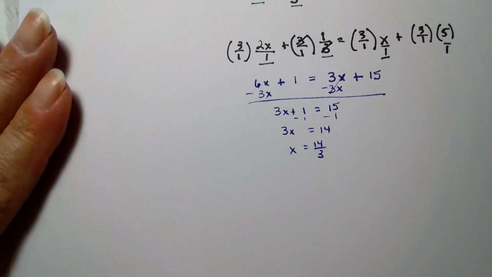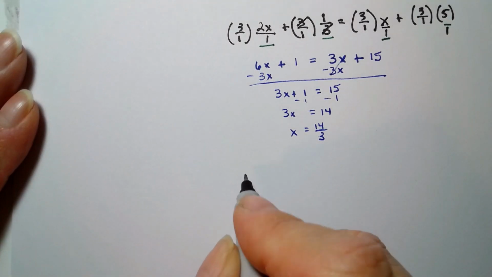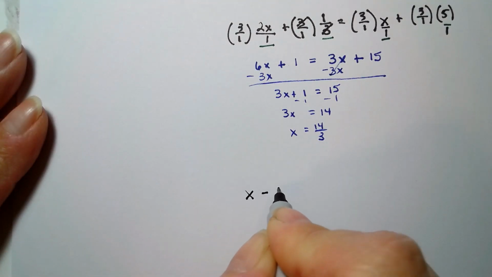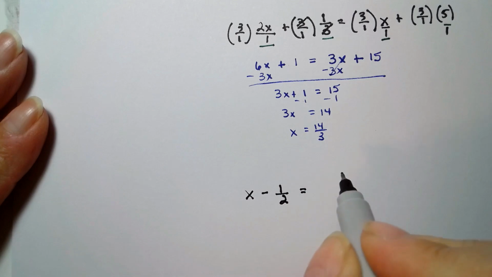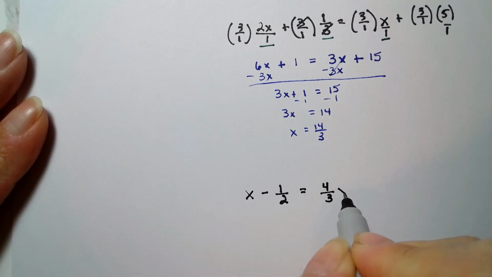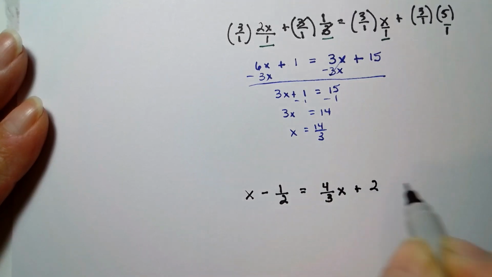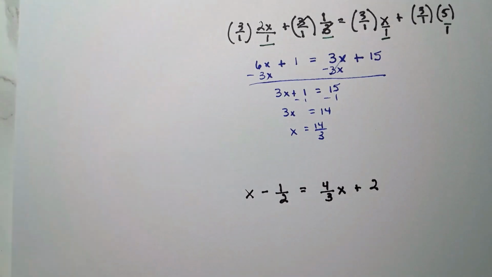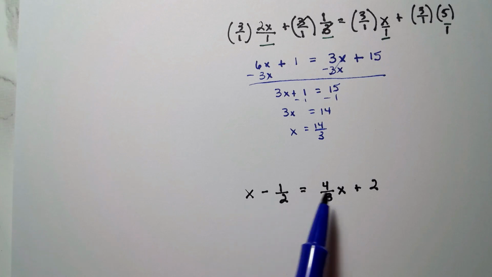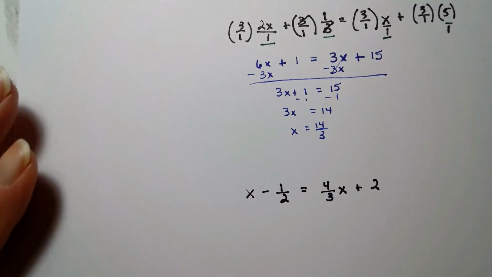Here's another one. x minus 1/2 is equal to 4/3 x plus 2. Now I have more than one denominator. I have 2 and they're both different. If they were the same, so if this was a 2 and that was a 2, then really easily you just use 2 and multiply through. These are different, and when they're different, you just multiply all the different denominators together. So 2 times 3 is 6.